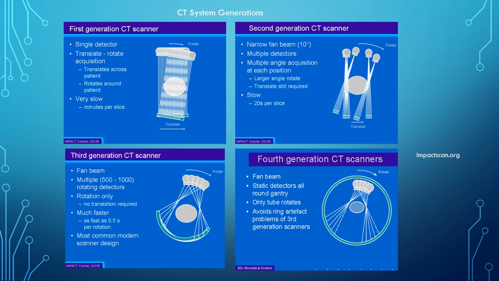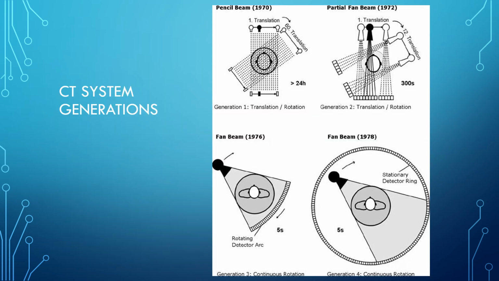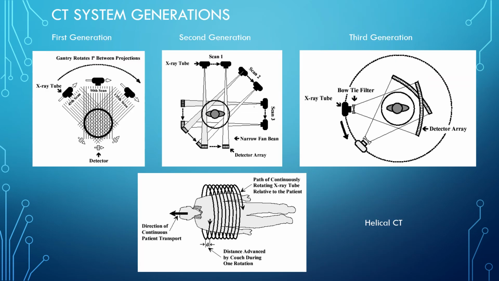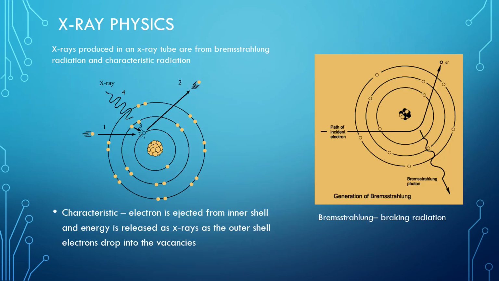This is a fan beam with static detectors all around the gantry. Only the tube rotates, and it avoids the ring artifact problems that happened with the 3rd generation scanners. And then the fan beam is what we see in modern scanners, where it does look more like a fan. And we also have helical CTs now, where it will spiral around the patient, and this allows for better acquisition, especially if you're catching a bolus.